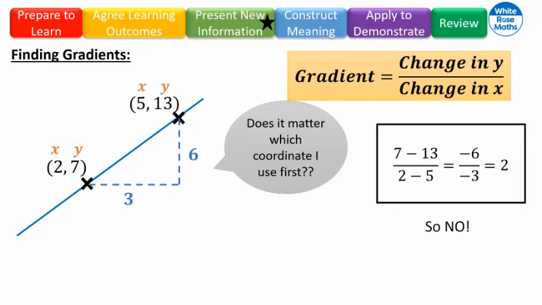So no, it doesn't matter which coordinate I use first, as long as I do it the same way. So I can do 7 minus 13 to work out the y coordinate, but I would have to do 2 minus 5 to work out the x coordinate.